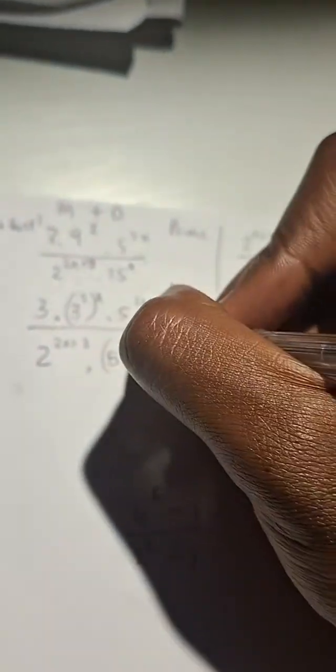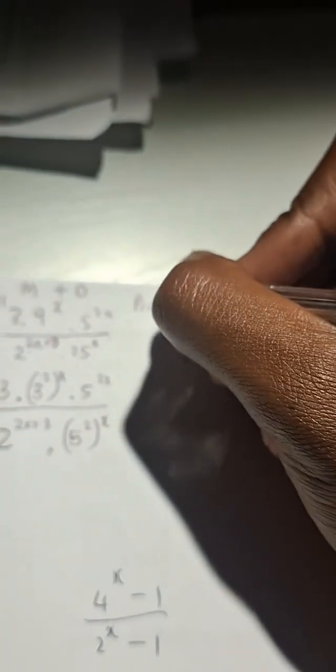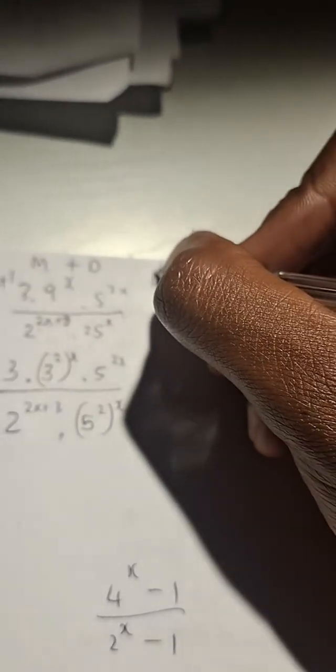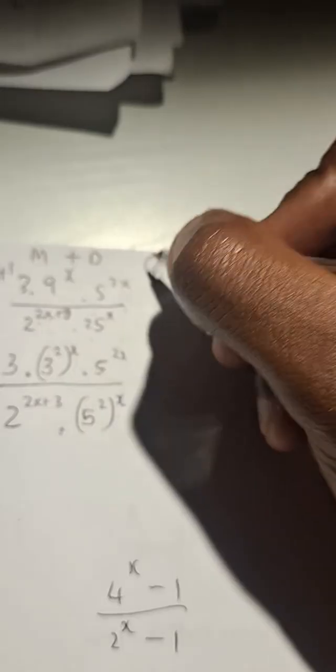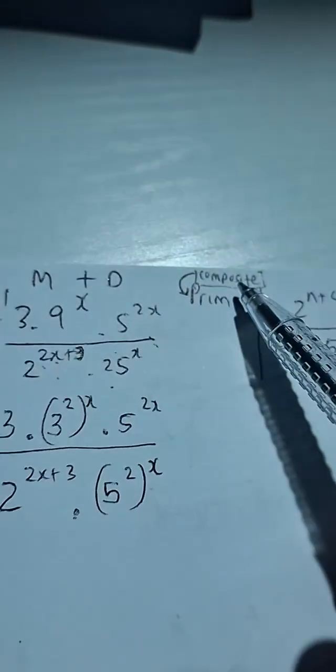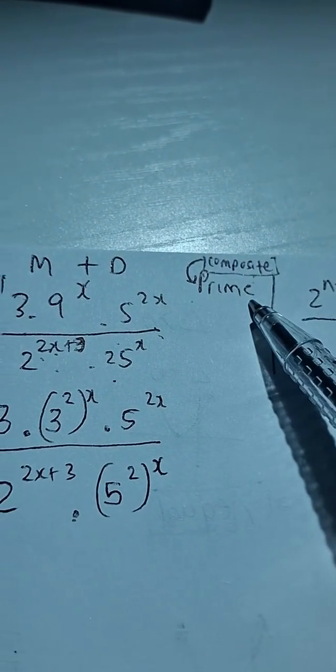What happens when you take 25? You press equal, shift, then fact. It will be 5 to the power 2 in brackets to the power x. Okay, what have we just done? We've changed composite bases, bases that are composite numbers, to prime bases. Okay, we've just taken composite bases and we've changed them to prime bases.